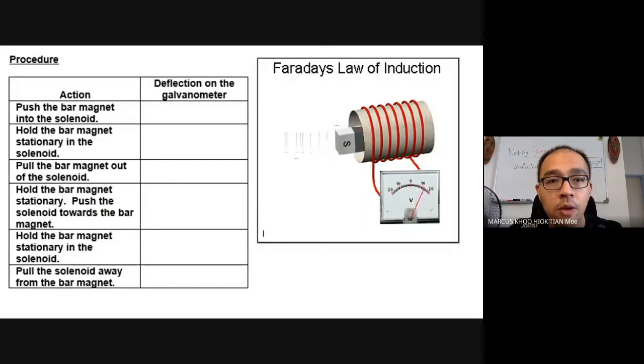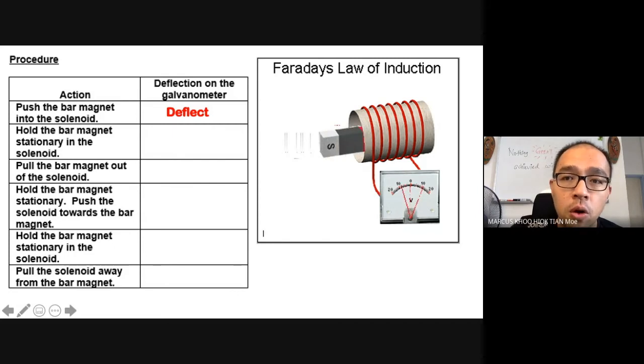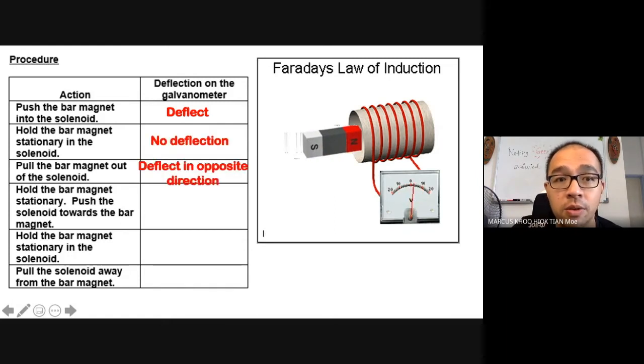So same thing. When you push the bar magnet into the solenoid, there will be a deflection in the galvanometer. The first thing we need to know is whether it deflects or not. Later we will discuss the direction, how to determine the direction. Secondly, you hold the bar magnet stationary in the solenoid. Think about the situation just now. There will be no deflection. Why?